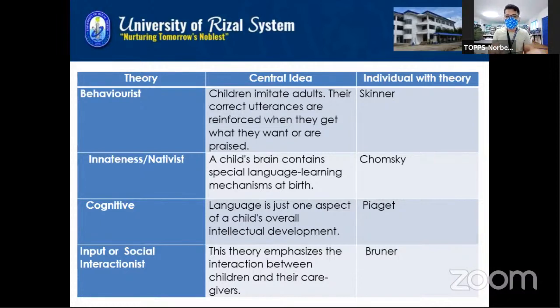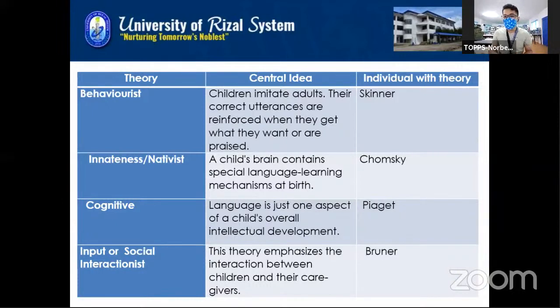And of course, you are already familiar with Noam Chomsky, and the central idea of his theory pertaining to innateness and nativist. So we'll be identifying why it is called innateness or nativist. Since our focus here is that a child's brain contains special language learning mechanisms at birth, which is similar to what we discussed when we were discussing the universal grammar.